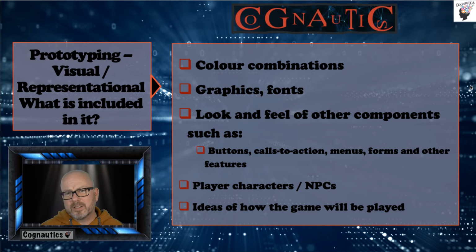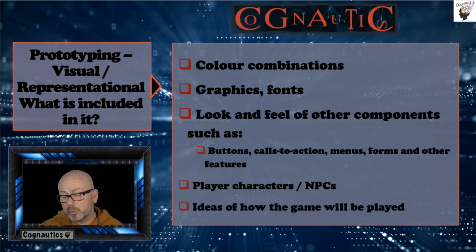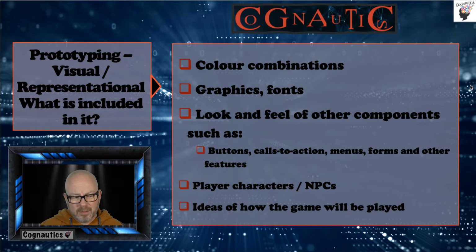What might be contained within it? The colour combinations that are going to be used in the final product, the ones you're planning on using, the graphics and the fonts, and also other components like buttons, call to actions, menus, forms, and other features. Player characters, NPCs, should be included, obviously, if they're part of a game, and some indication of how the game will actually be played. Something that's even playable would be what you're looking for here.